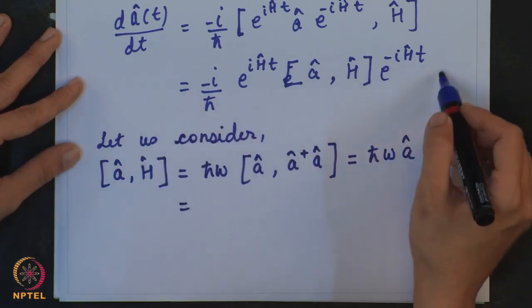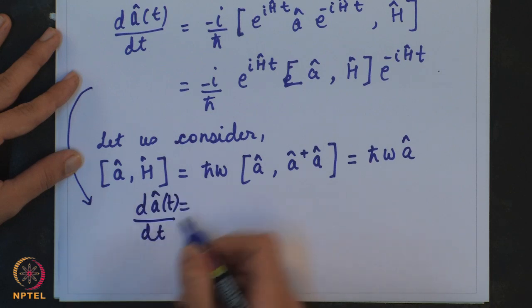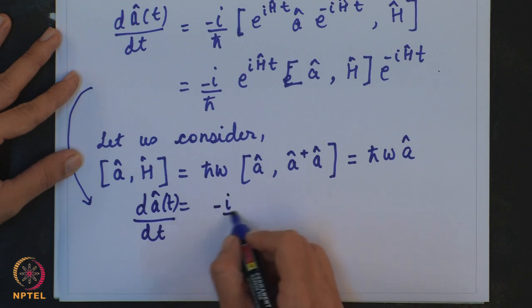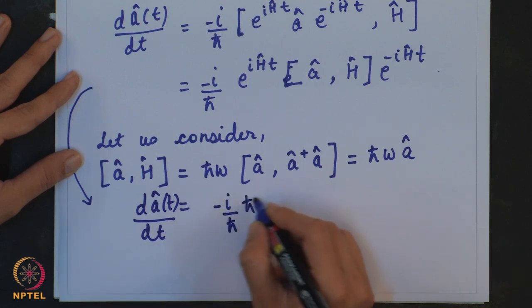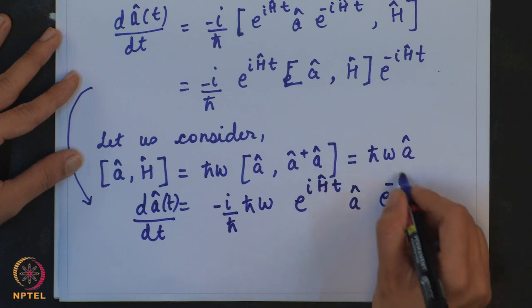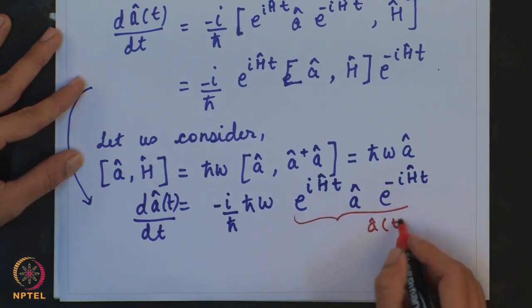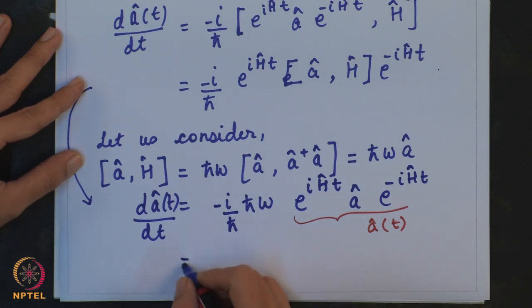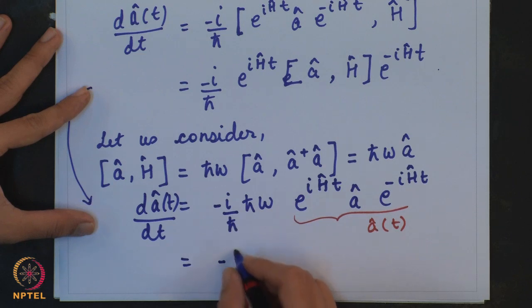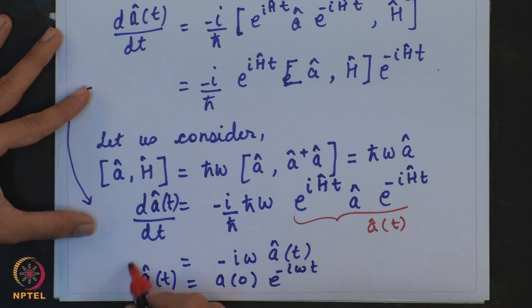So, what will happen to this? dA of t by dt is minus i upon h cross, this will be h cross omega e raised to i H t, I have A e raised to minus i H t. This is the definition, I can put this back. So, I will have this as minus i omega A(t). So, A of t is A0 e raised to minus i omega t. So, we have obtained this.